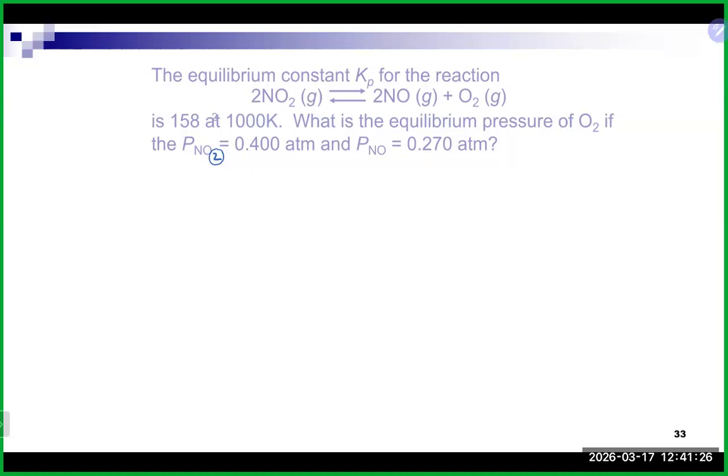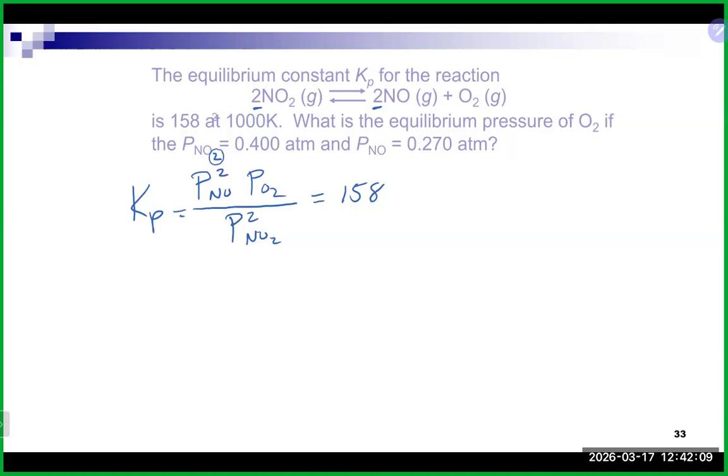Okay, let's take a look. So once again here, we're given a Kp actual value, and we do have some pressures given to us, and we're also looking for a pressure. So the Kp expression is probably where you should begin. If we write our Kp expression for this, again, it's going to be products over reactants. Instead of concentration here, we're doing partial pressures. We do need to square the NO because of the coefficient, times the partial pressure of O2. That takes care of all of our products. We're then going to divide it by the partial pressure of NO2 squared, once again because of the coefficient. This equals 158, it says here.